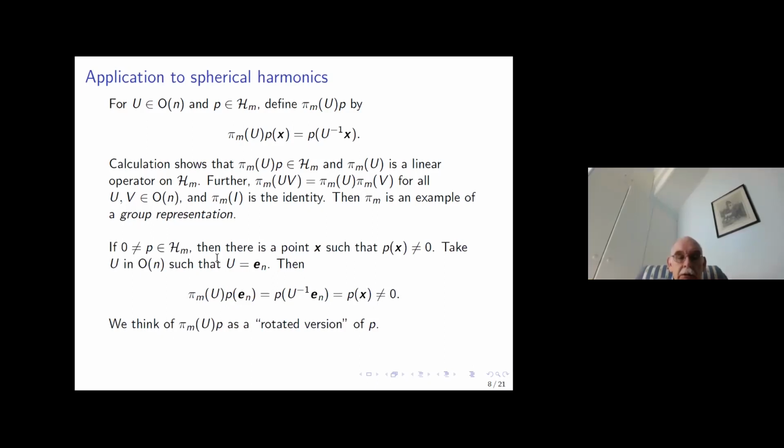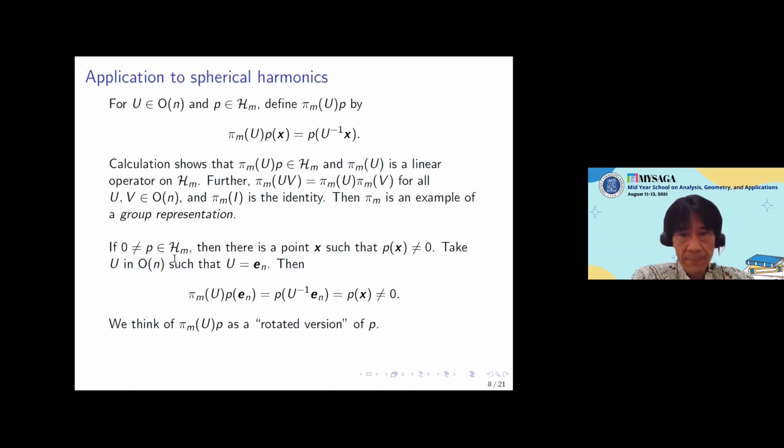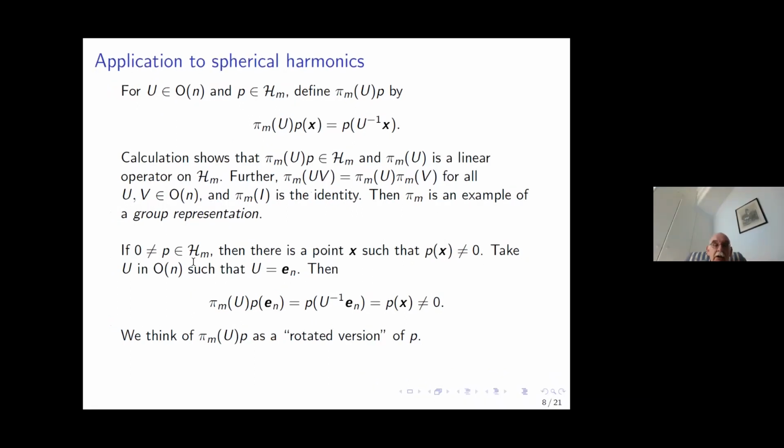Okay, so if I get a polynomial that's not zero, then by definition, there has to be some point where P of X is not zero. Otherwise, it would be the zero polynomial. So I can take an orthogonal matrix U such that U of X is equal to En. So I guess let me write down that correction for myself.